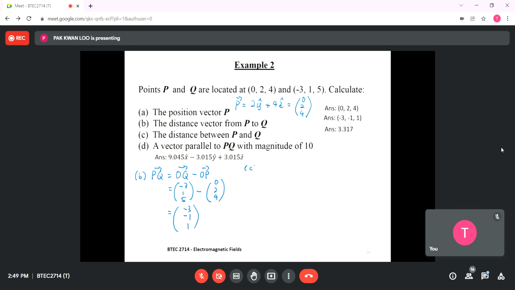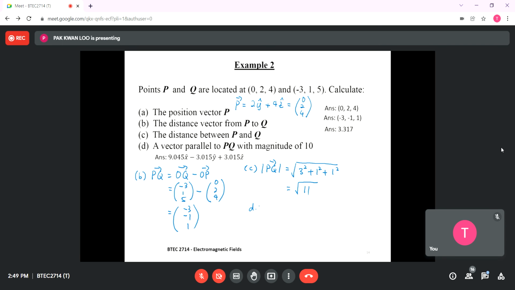And c is the distance between P and Q, so the magnitude of PQ. Simply take the square root of each component squared. So the square root of 11, right?